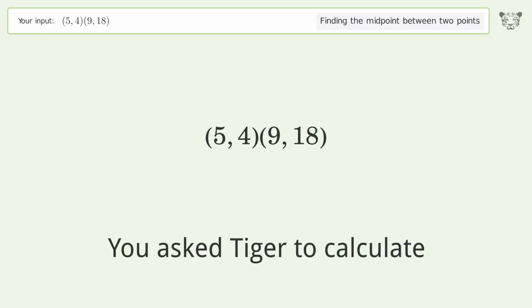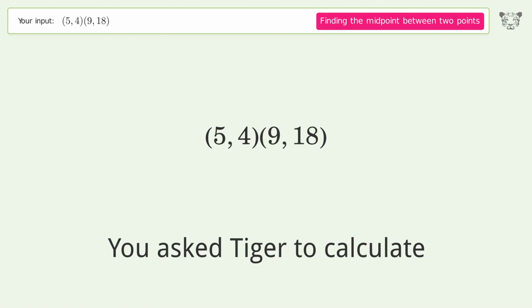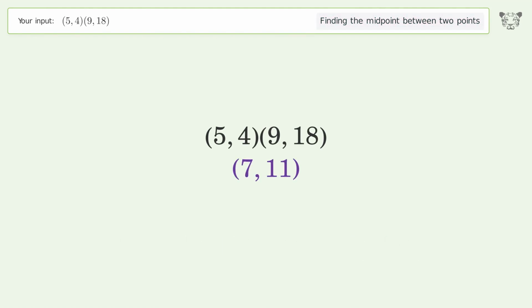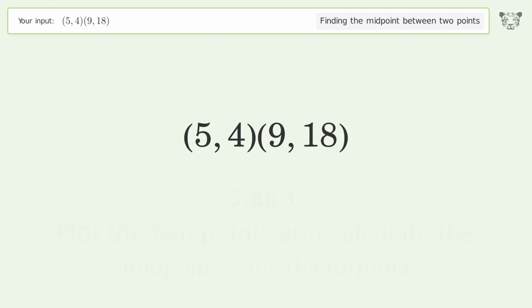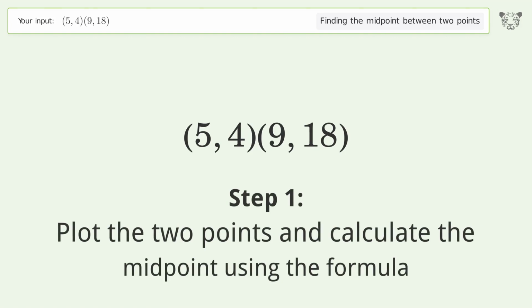You ask Tiger to calculate. This deals with finding the midpoint between 2 points. The midpoint between the 2 points is 7, 11. Let's solve it step by step. Plot the 2 points and calculate the midpoint using the formula.